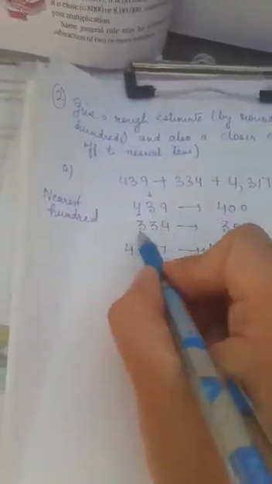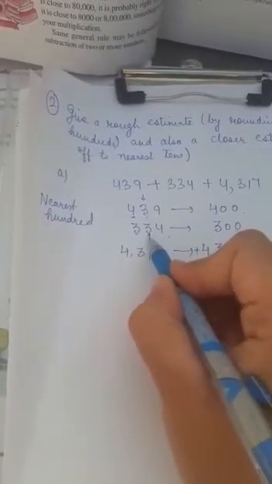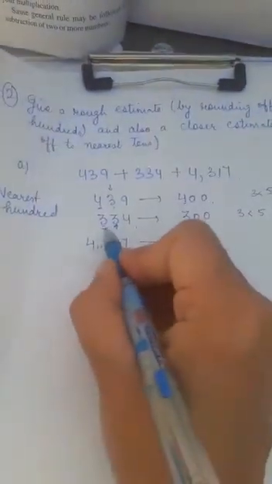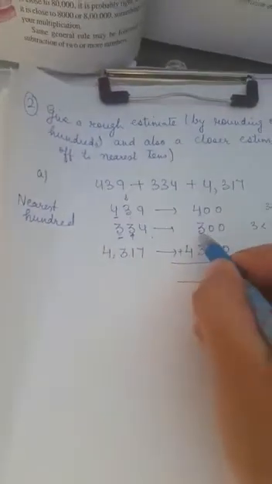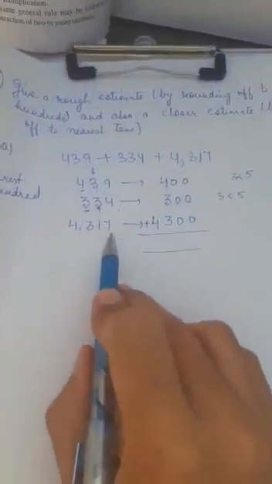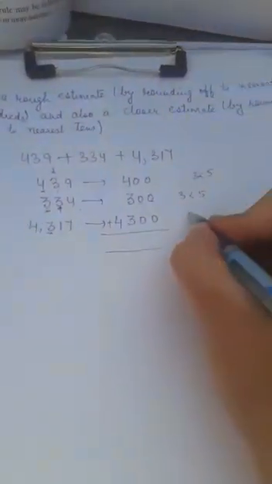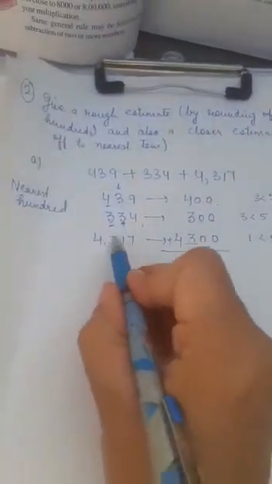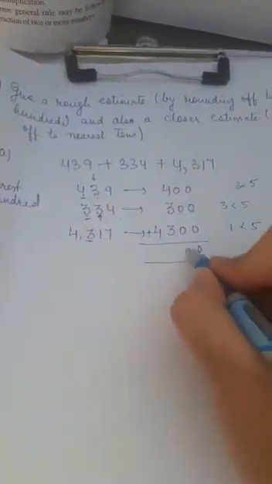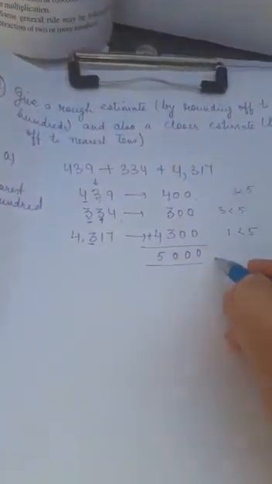334. बेटा आपको 334 को राउंड ऑफ करने के लिए आपको देखना पड़ेगा टेंस डिजिट को, टेंस प्लेस डिजिट को. It is 3, which is less than 5. There will be no change at the hundreds place. So 3 will remain as it is and the remaining 2 digits will become 0 0. Now 4317. Again we have to round off this at the hundreds place. I'll check the digit at the tens place. It is 1. 1 is again less than 5. There will be no change at the hundreds place digit. 4300. Now add them up. The sum is 5000.